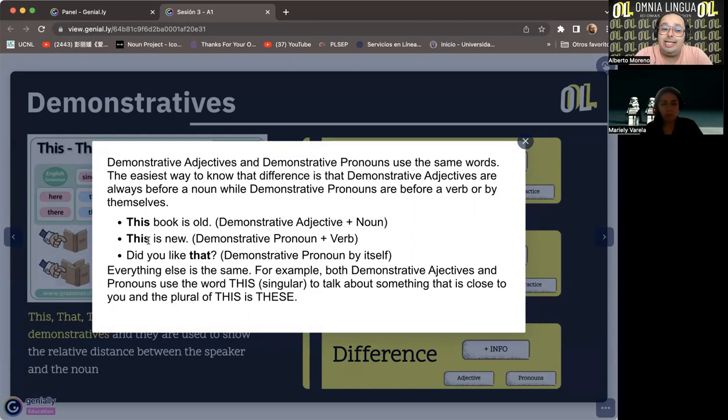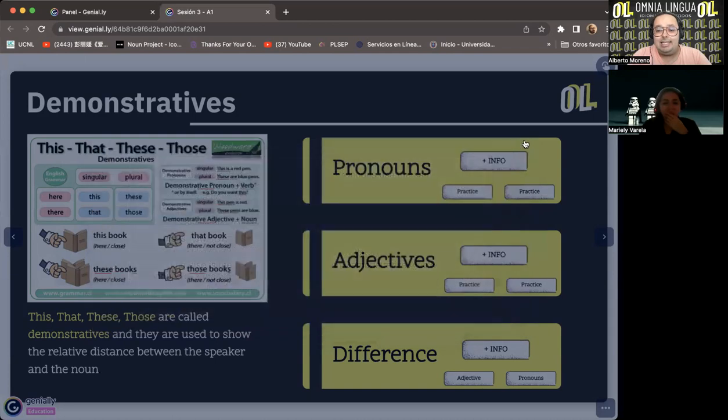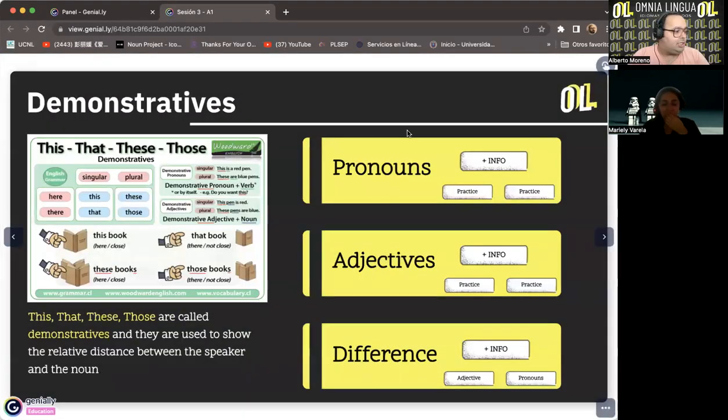Why is there no need to mention the book in here? Because we already know that we're talking about a book. This book is old, this is new. For example, this book is old, this book is new, okay? This book is old, this is new, without saying the word book. Okay, and that's the difference among each of them.